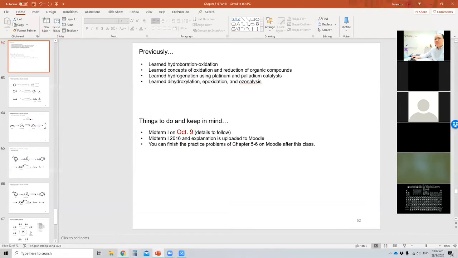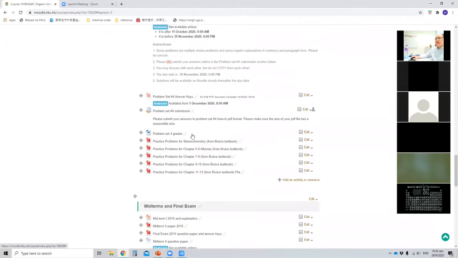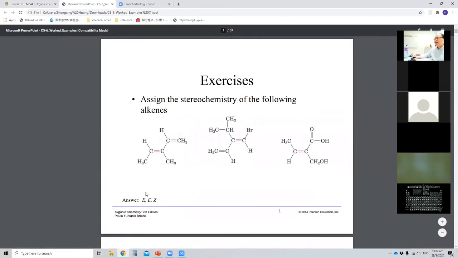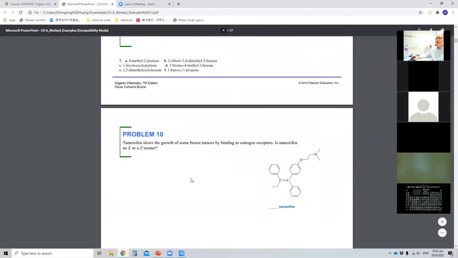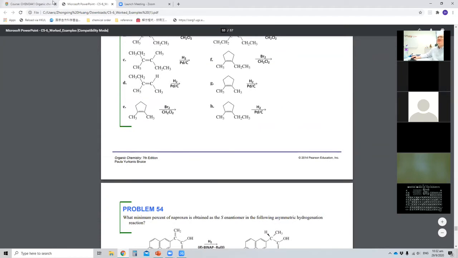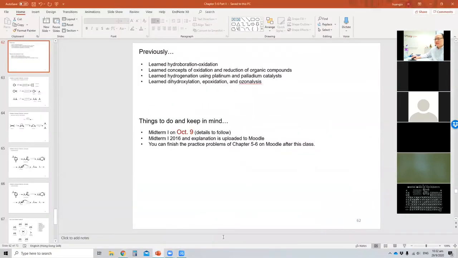Okay, it's on Moodle, in the assignment and exercise part. We have practice problems for stereochemistry, for chapter 5 to 6, and for chapter 7. If you open it, they have problems, and at the end of each problem there are the answers. So basically you can teach yourself by solving these problems, and you can also check the answers. Really good ones. There are tens of them, I think. Okay, 52. That's a lot. If you have time, I would highly recommend you do all these problems.